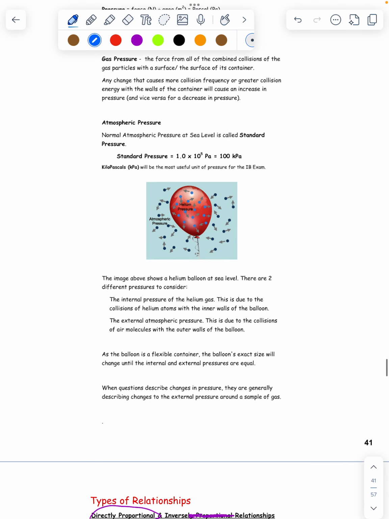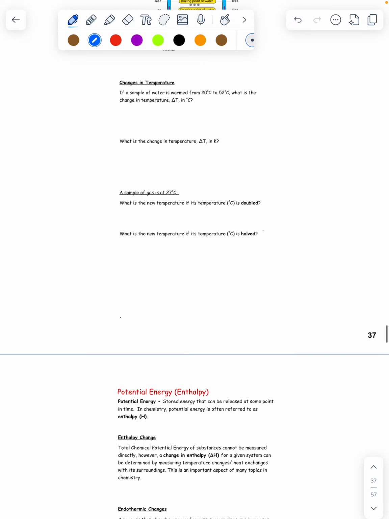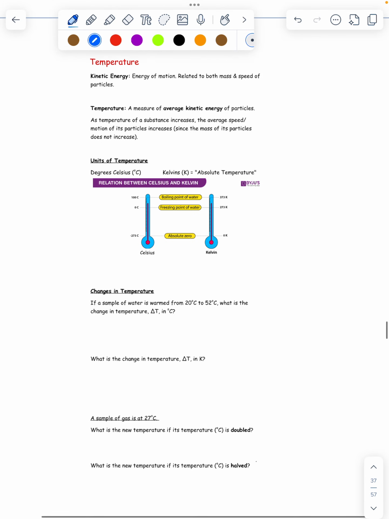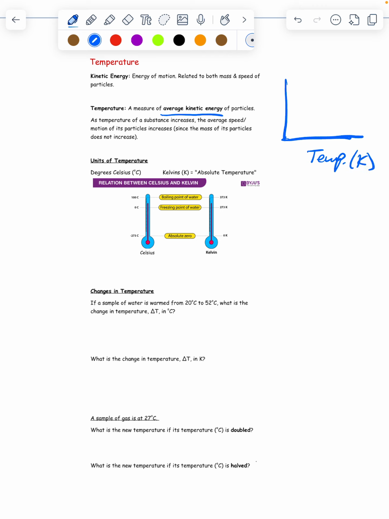The other things that we need are some of our units, particularly units of temperature and of pressure. So temperature is a measure of the average kinetic energy of particles. So it's proportional to kinetic energy of particles. So if this is temp in Kelvin, we're going to come back to that, then this is kinetic energy or average kinetic energy of particles, and they go up proportionally. Okay, that's a directly proportional relationship. That's the definition of temperature.